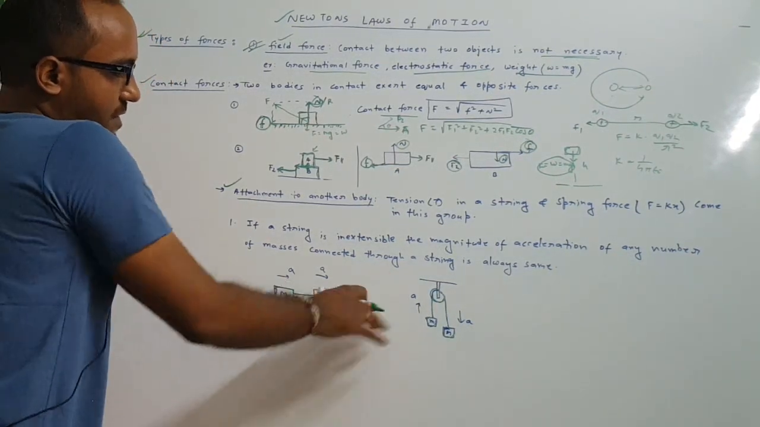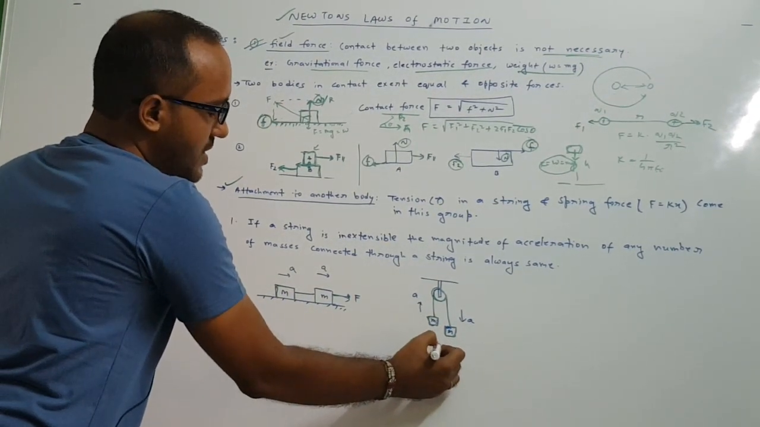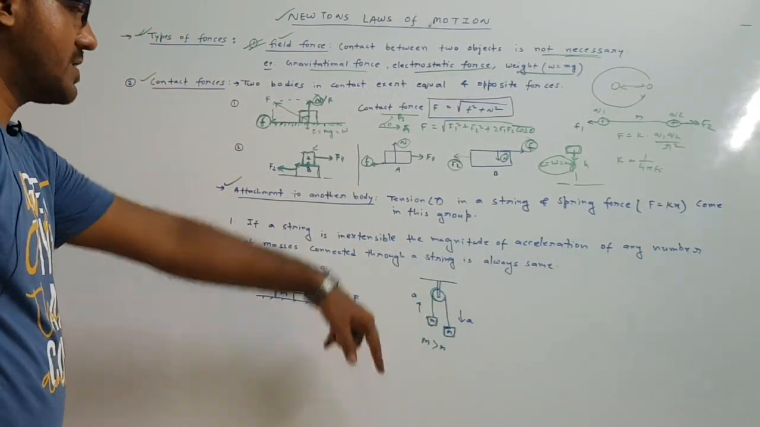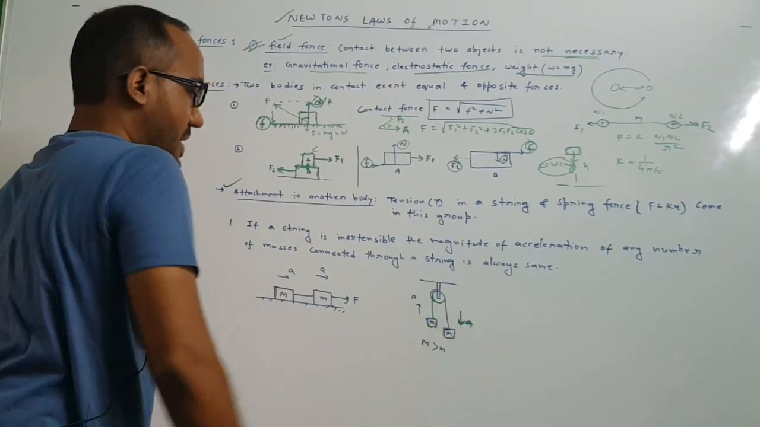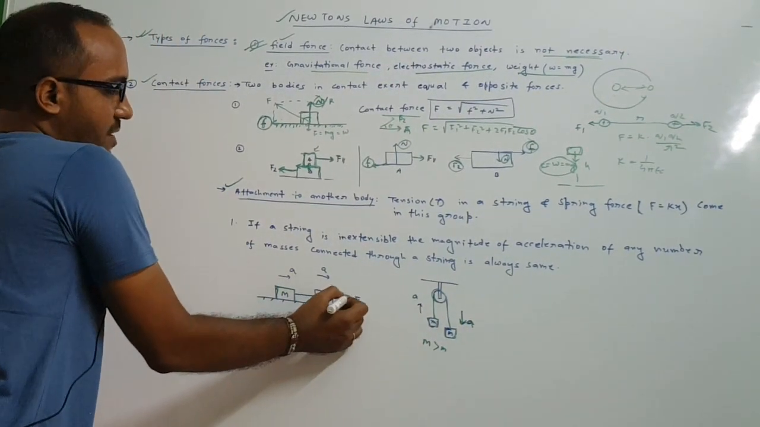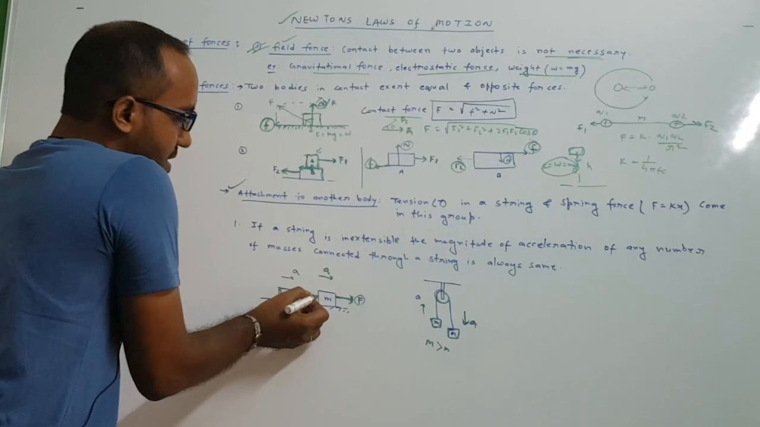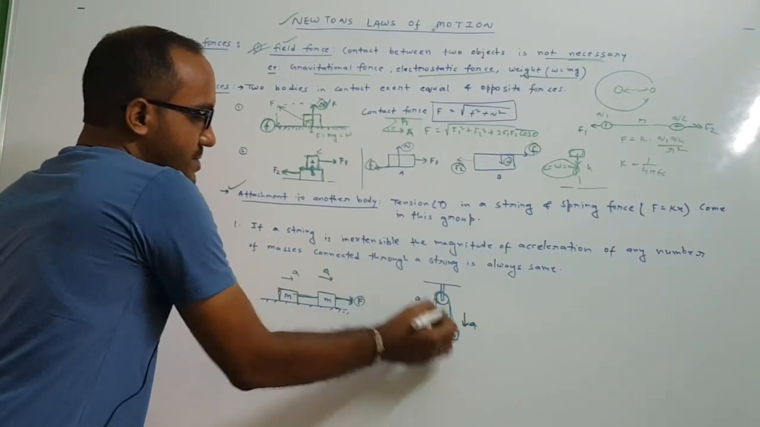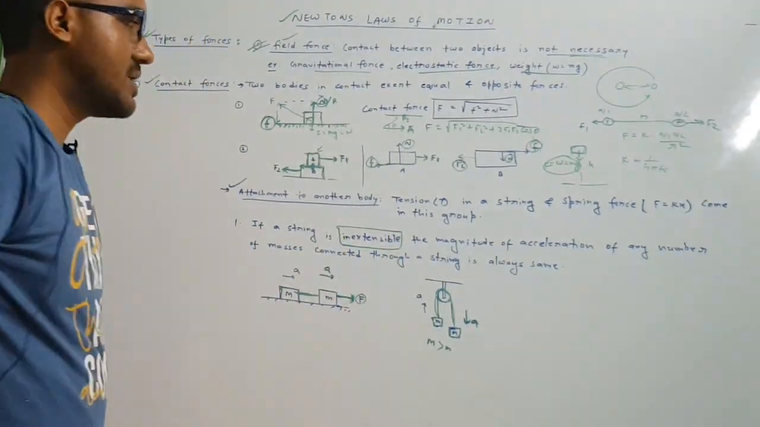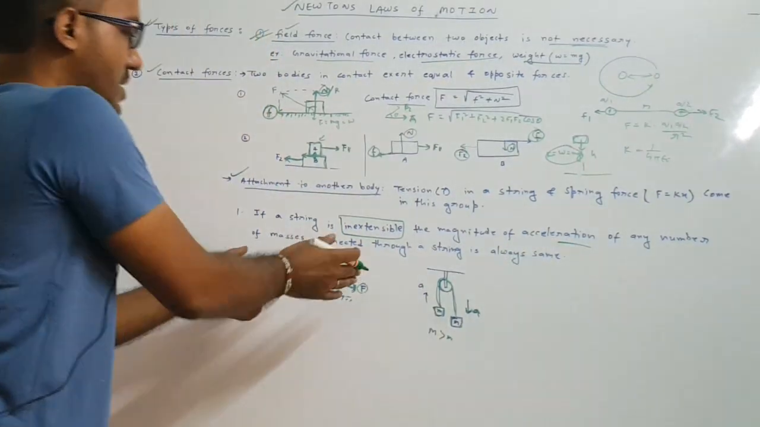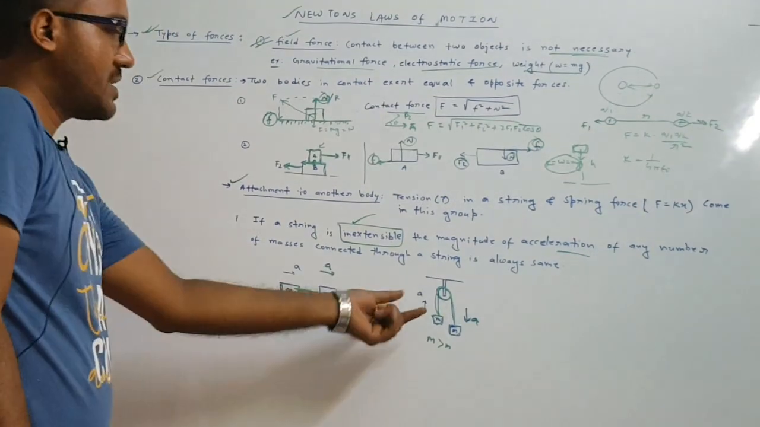So if we apply force F on the right-hand side, let us say capital M is greater than small m, so the system will move to the right-hand side. Let us say acceleration is A. Always remember, if this string is inextensible, the acceleration of the combined system would be the same.